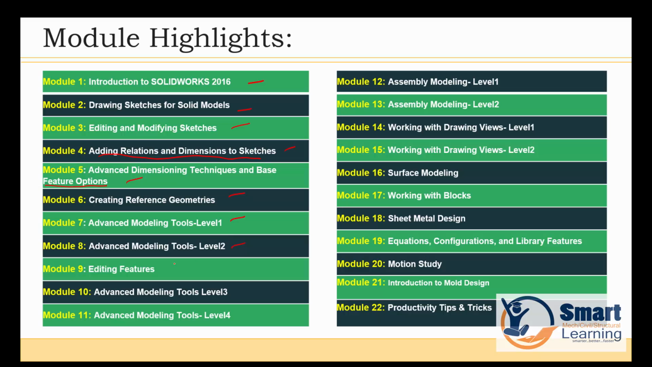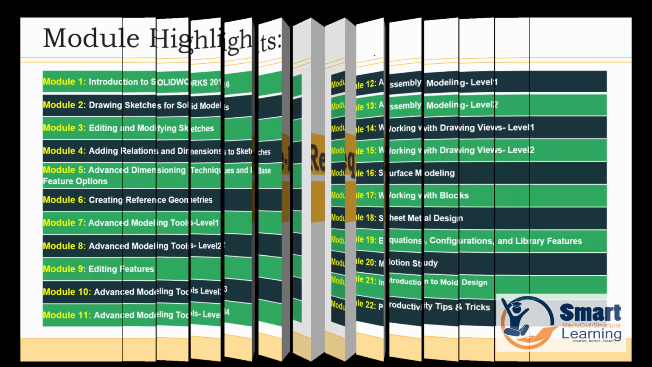advanced and editing features, advanced modeling, again more advanced features, and assembly modeling fundamental and advanced, working with drawing views fundamental and advanced, surface modeling, working with blocks, sheet metal design, equation, configuration, library feature. This is very useful. Motion study, mold design introduction, and productivity tips and tricks. So these are the 22 different modules which you will get within this complete course.